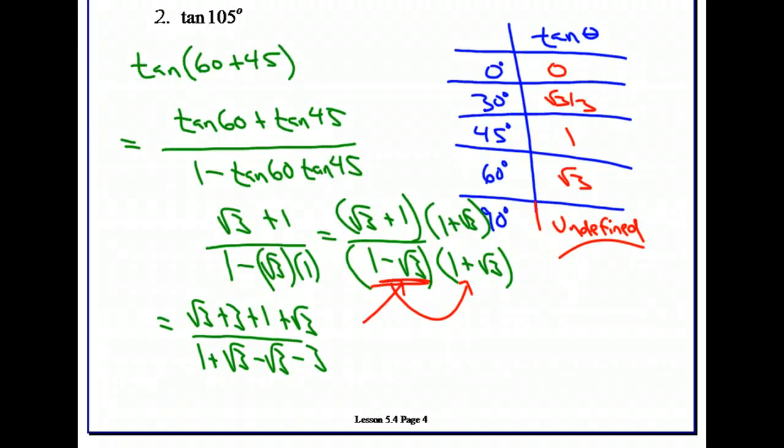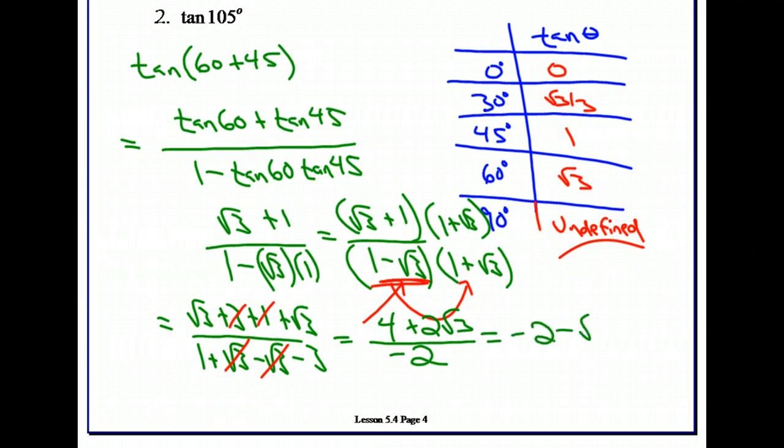Okay, let's combine like terms here. Let's do the bottom first. And do you notice the square roots of 3 cancel out? And I have 1 minus 3, which is a negative 2. On the top, combine like terms. 3 plus 1 is 4. That's those two right there. And I have a square root of 3 and a square root of 3, which gives me 2 square roots of 3. Divide everything by 2, and it looks like a negative 2 minus square root of 3.